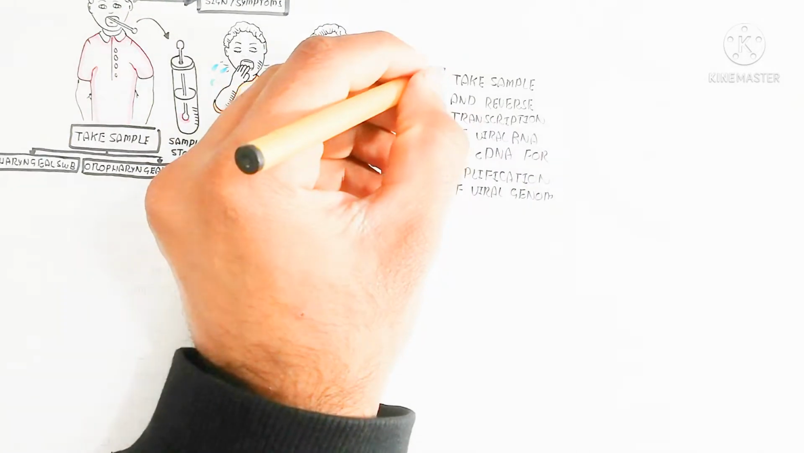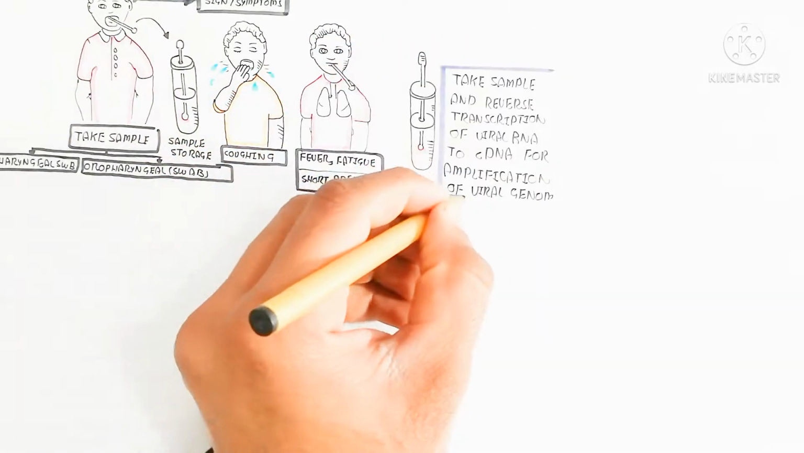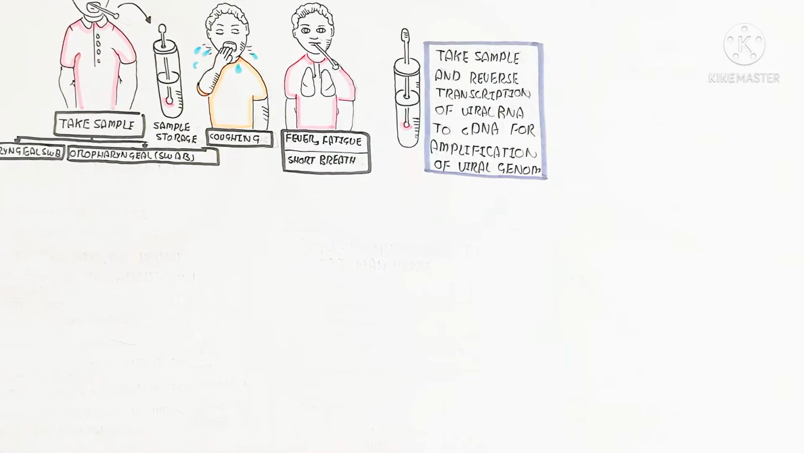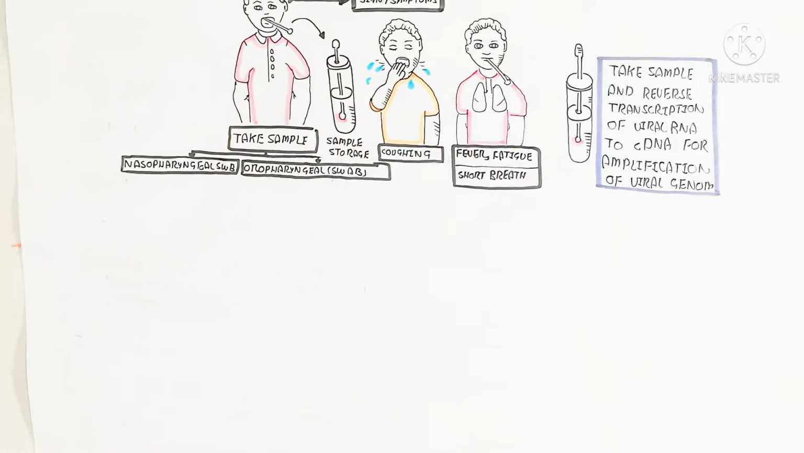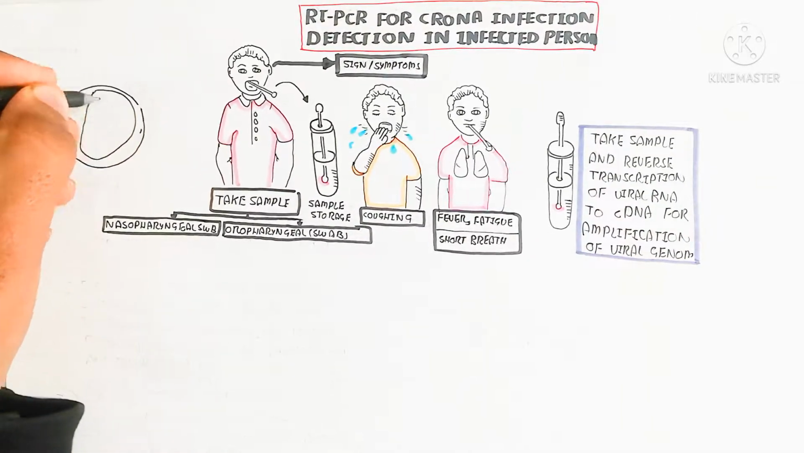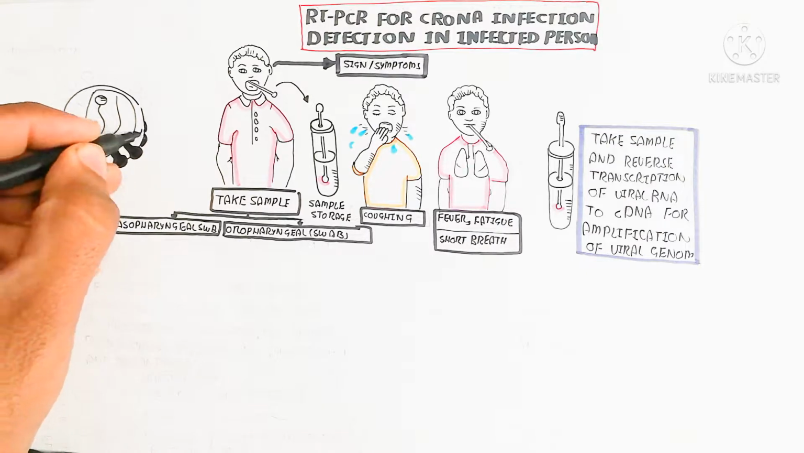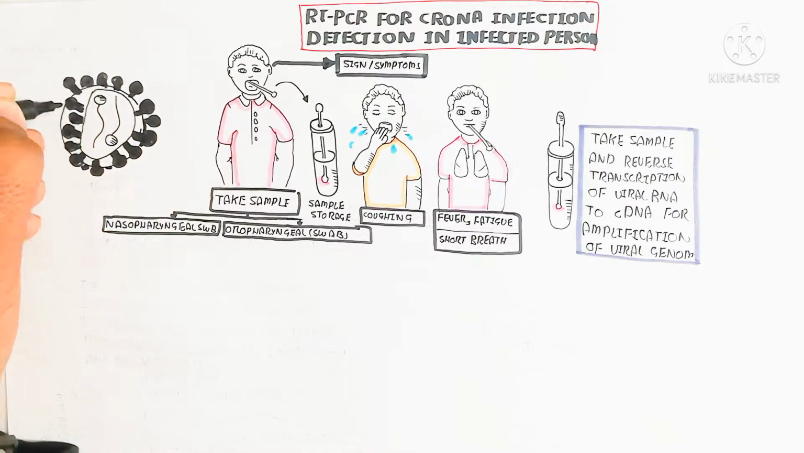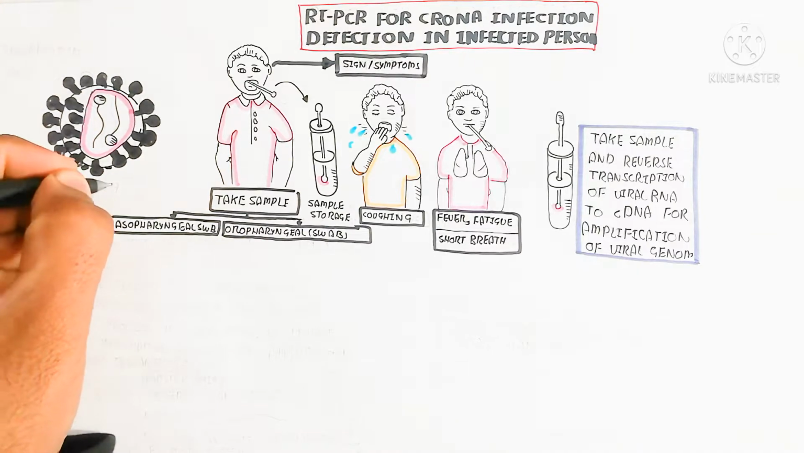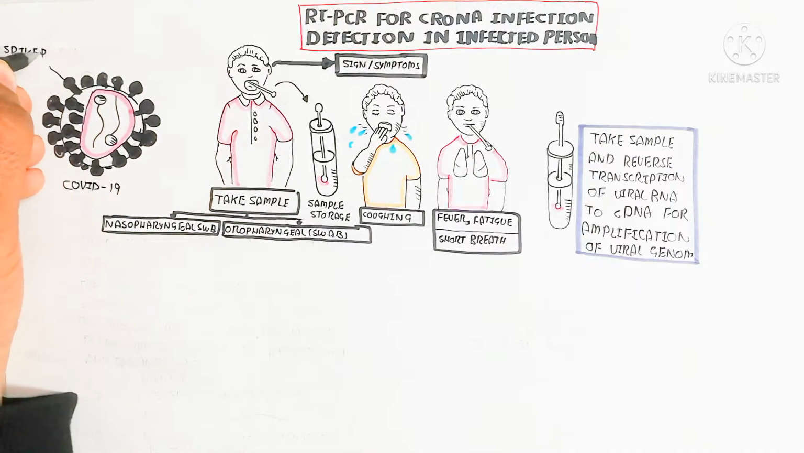So here we will collect the sample which contains virus or infected cells which contain viral RNA. The virus has a spike protein which binds the ACE2 receptor present in our lungs. And here is a reverse transcriptase enzyme also, and COVID-19 is here. You can see that it contains RNA.